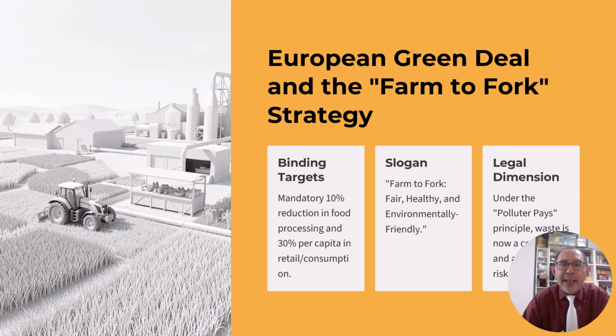Let's look at the legal and academic framework. The European Green Deal and its food arm, the Farm to Fork strategy, have transformed food waste from being just a shame into a legal obligation. With the 2025 revision, we now face binding targets that are no joke. A mandatory reduction of 10% in the food processing sector and 30% in retail and consumption is on the horizon.